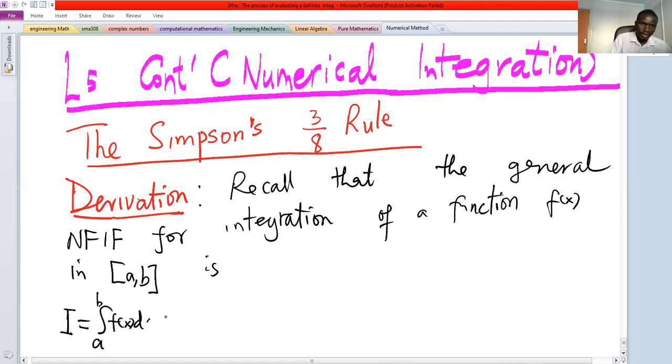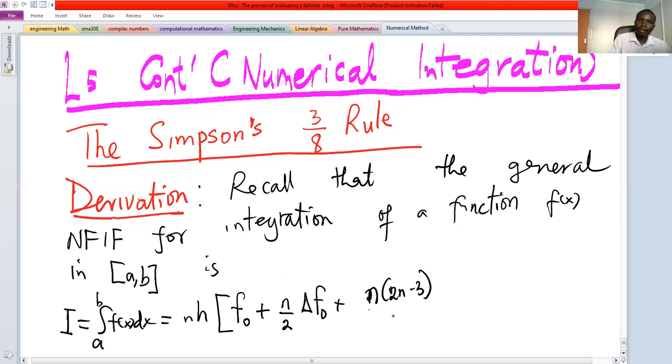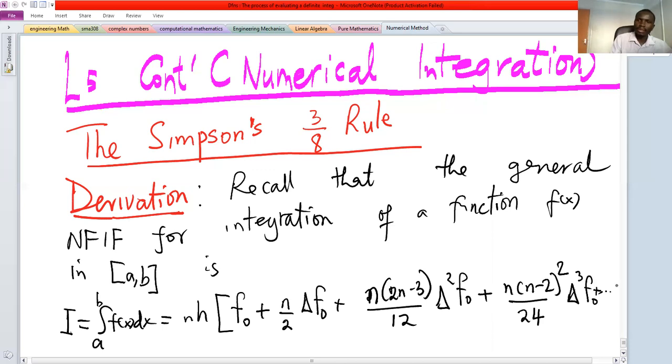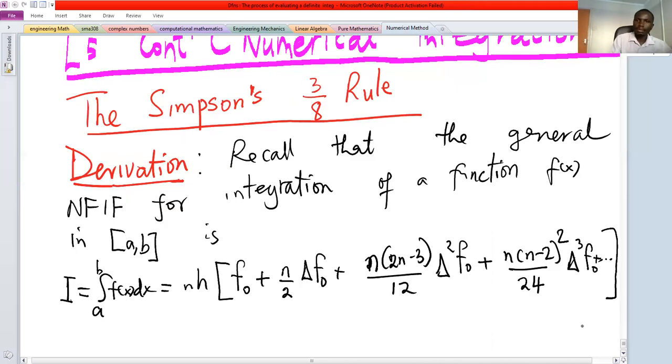f of x dx is nh into f naught plus n over 2 forward of f naught plus n into 2n minus 3 over 12 second forward of f naught plus n into n minus 2 squared divided by 24. If you don't know how this formula is coming in, please watch the previous videos. So this is by definition. This is what we call star.